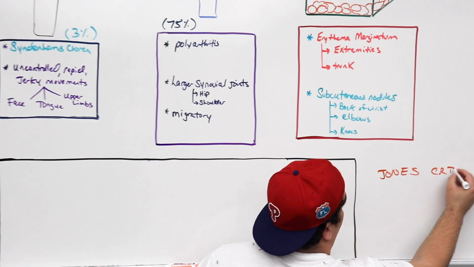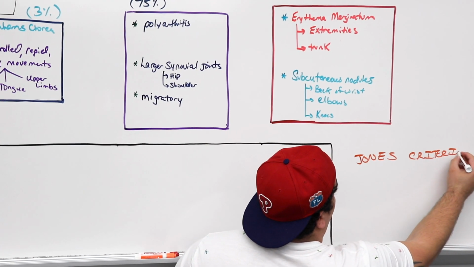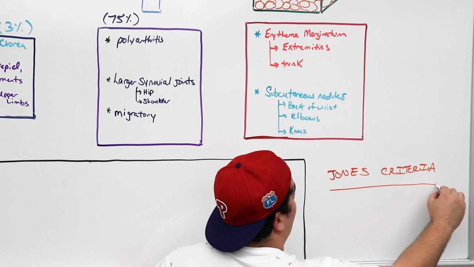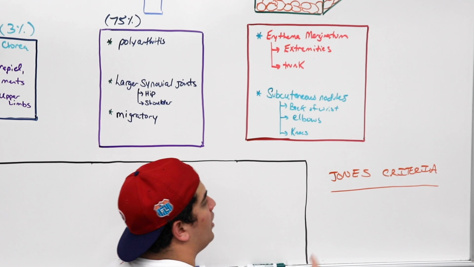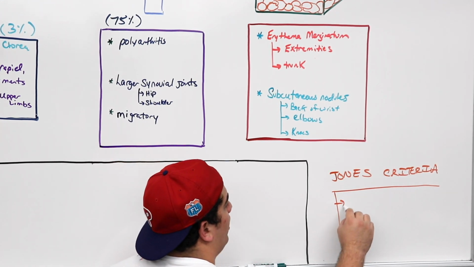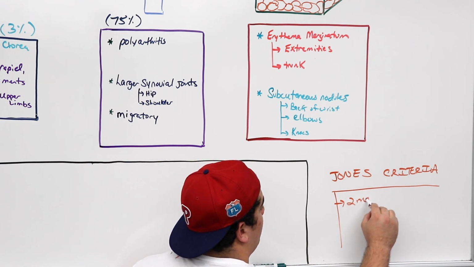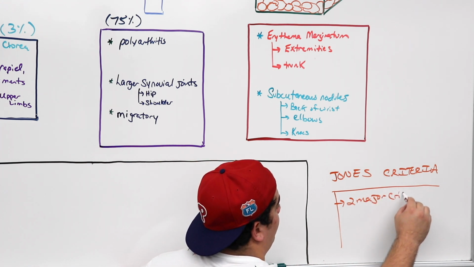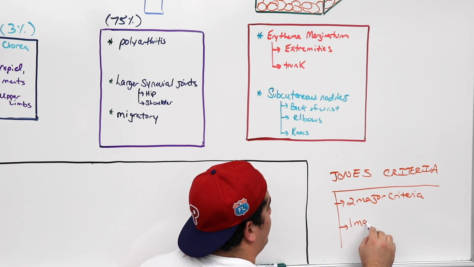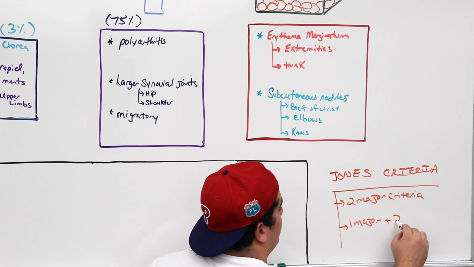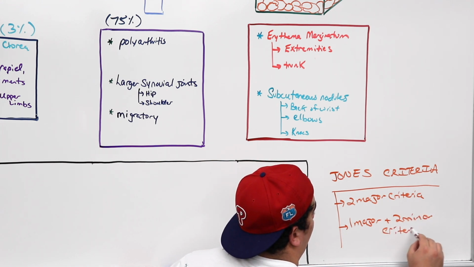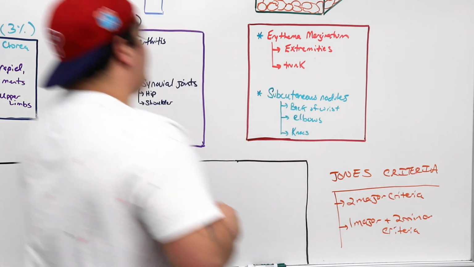criteria. And what this criteria says is that in order for us to be able to make a diagnosis, we have an option. We have two options here. One is we need two major criteria, or we need one major criteria plus two minor criteria. And I'll explain what that means, okay?